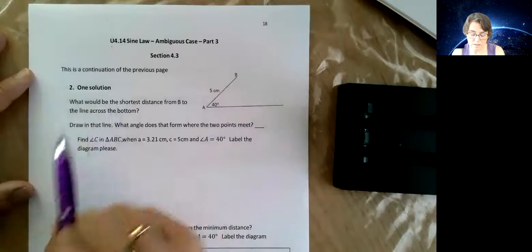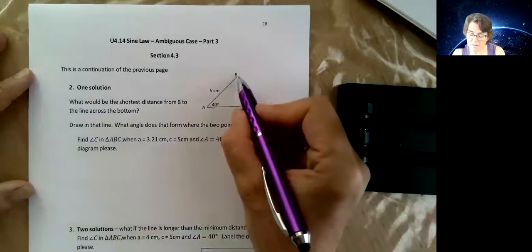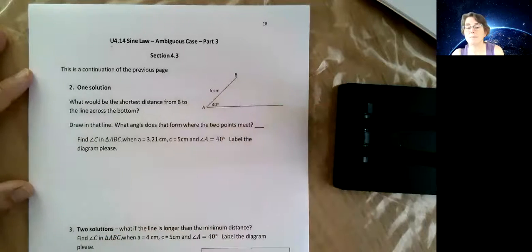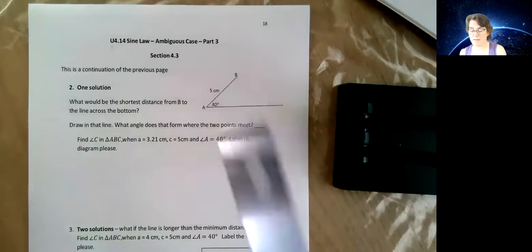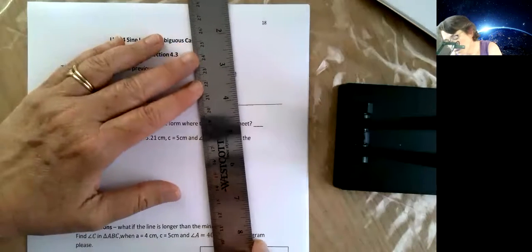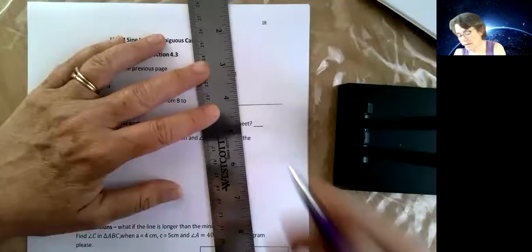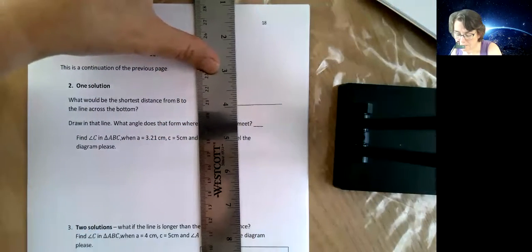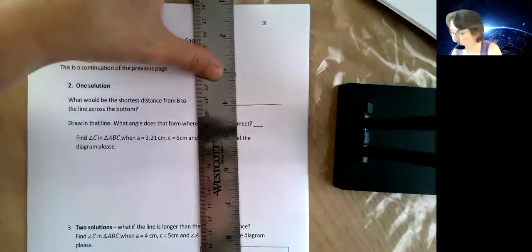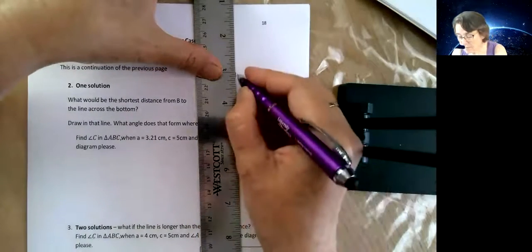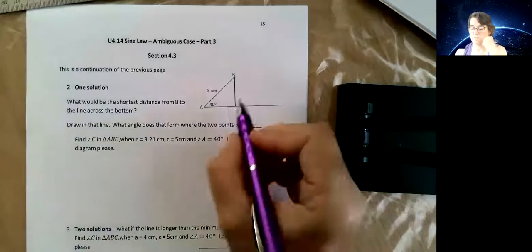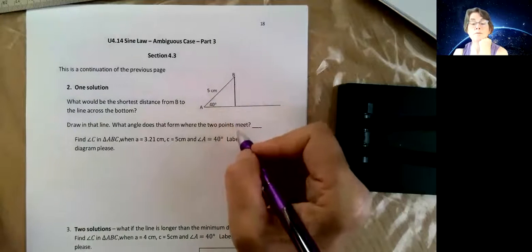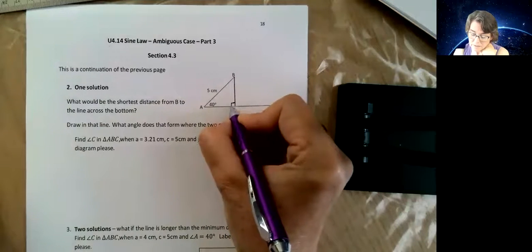All right, so one solution. What is going to be the shortest distance from B to the line at the bottom? Well, we kind of already showed you that in the previous video. It's going to be a nice straight line. Really, just find my clear ruler. All right. So the shortest distance between two things is a straight line, which means this becomes a 90-degree angle.